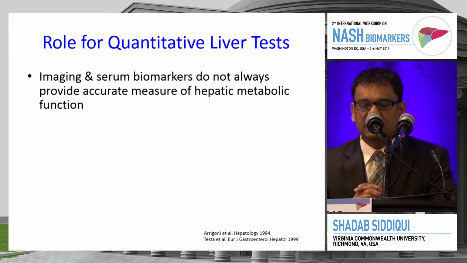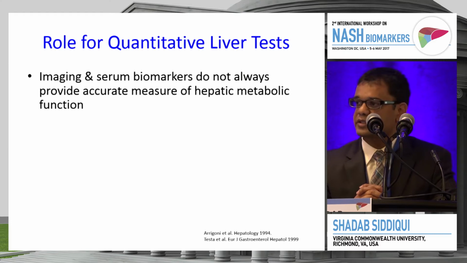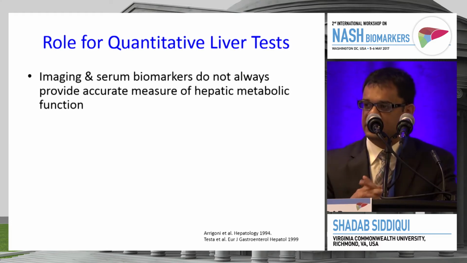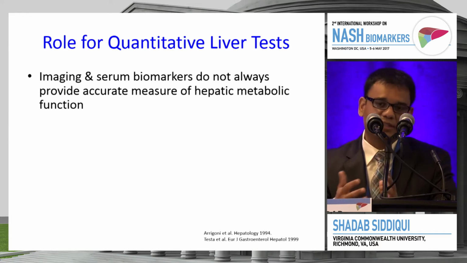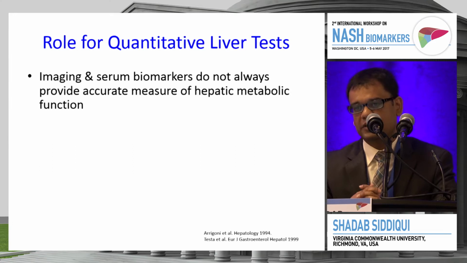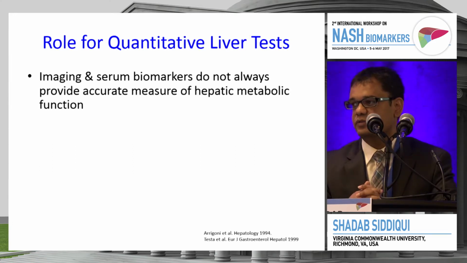Now, why do we need quantitative liver tests? Well, from a liver perspective, from an organ perspective, we're far behind other organ systems. So unlike the heart, the lung, we don't have a functional test. For heart, you have a cardiopulmonary stress test, which can assess both heart function as well as pulmonary capacity. You can measure creatinine clearance and renal function. We have no such test for liver disease.